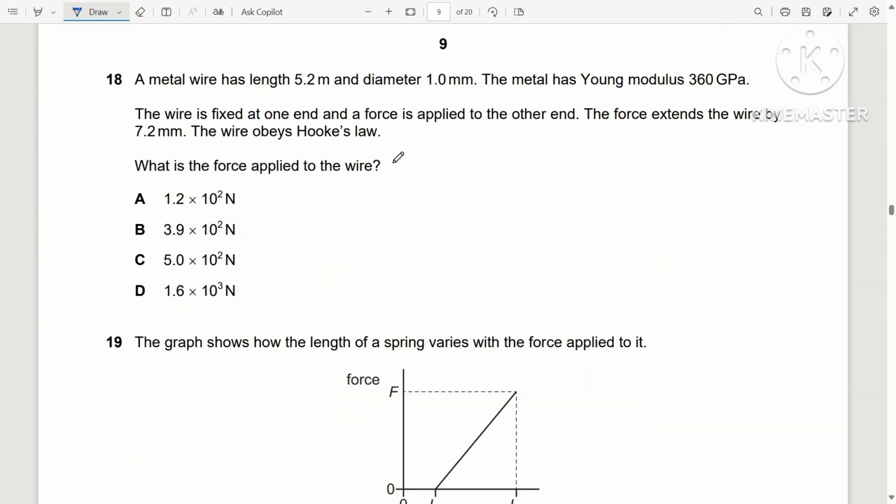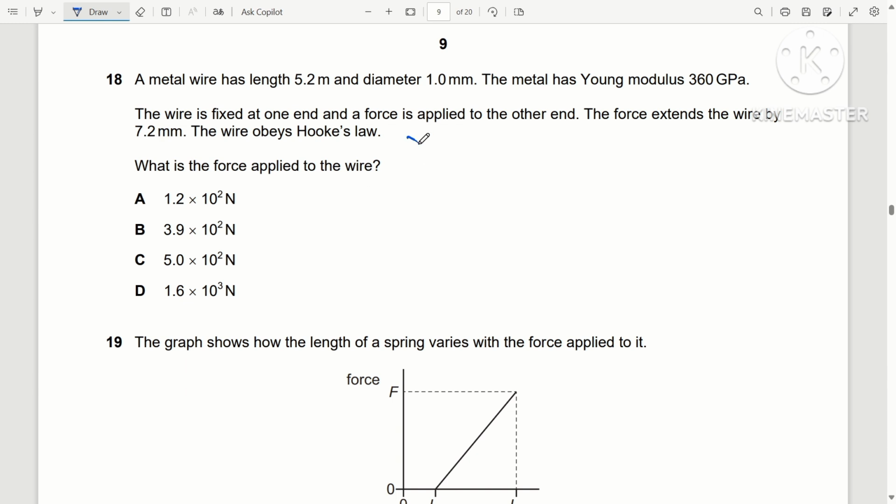18th question. A metal wire has a length of 5.2 meters and diameter 1 mm. The metal has Young modulus 360 gigapascals. The wire is fixed at one end and a force is applied to the other. The force extends the wire by 7.2 mm. What is the force applied?